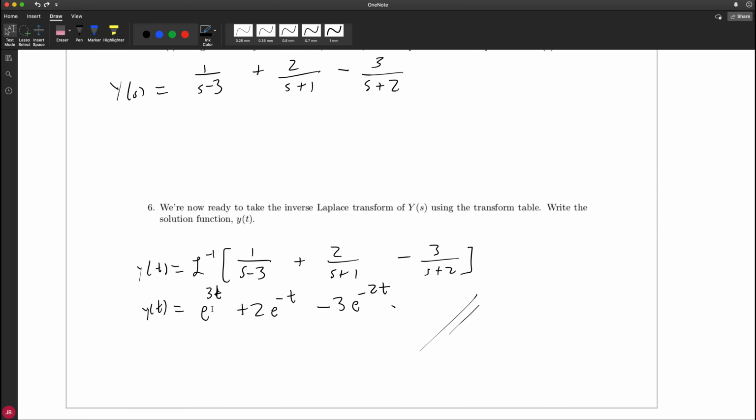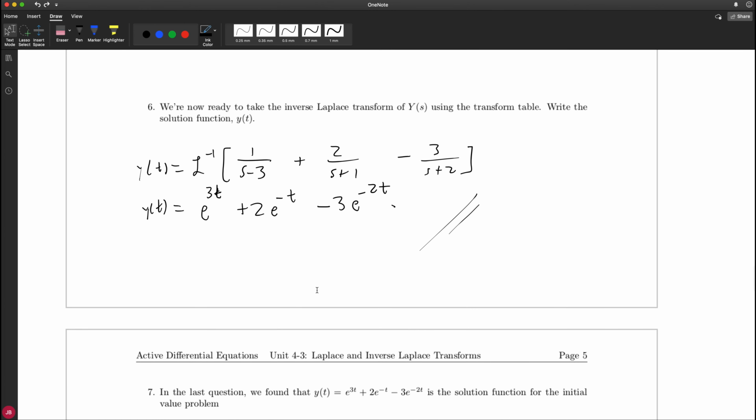And so you get 1 over s minus 3. The inverse Laplace of that is e to the 3t. 2 over s plus 1, the inverse Laplace of that is 2e to the minus t. And minus 3 over s plus 2, the inverse Laplace is minus 3e to the minus 2t. Okay.